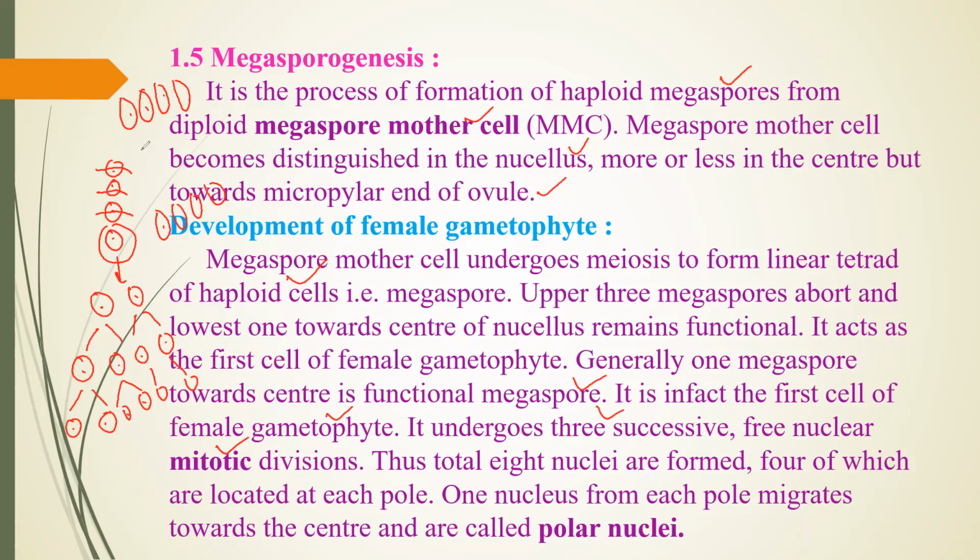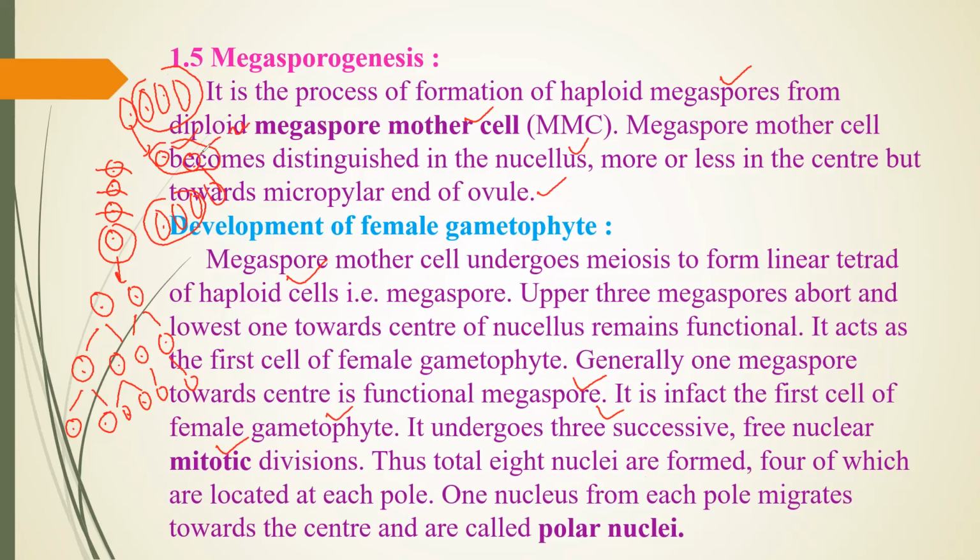So one of them is going to migrate. This one is going to migrate to the center here. This one is going to migrate here. मग इथं 3 राहिल्या and here we remain with 3. मध्ये 2 झाले. So these two are going to be joined and produce the diploid cell. One nucleus from each pole migrating towards the center are called polar nuclei.